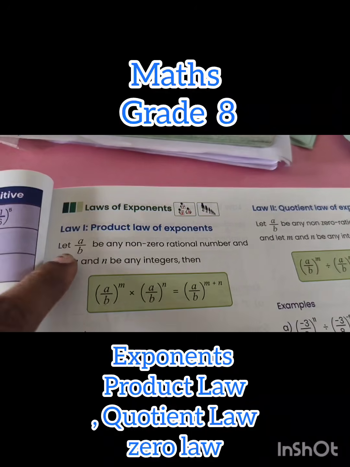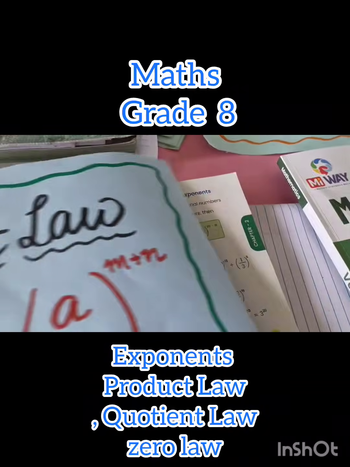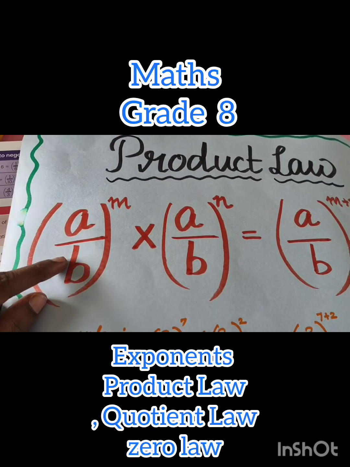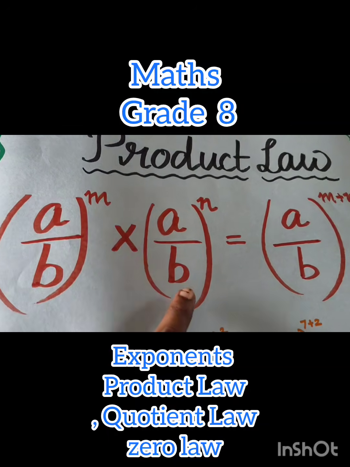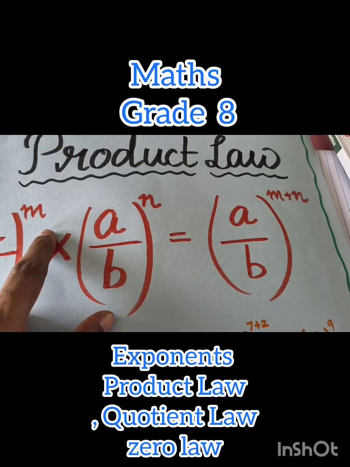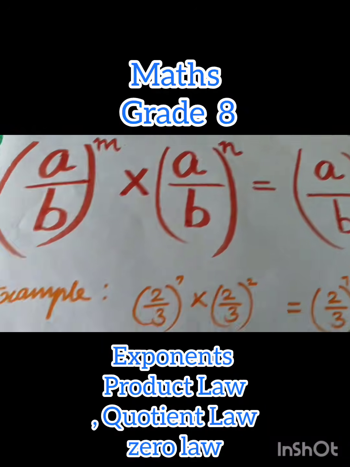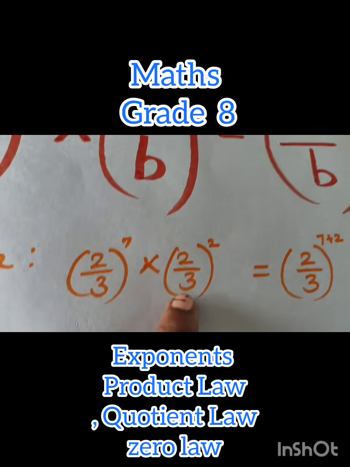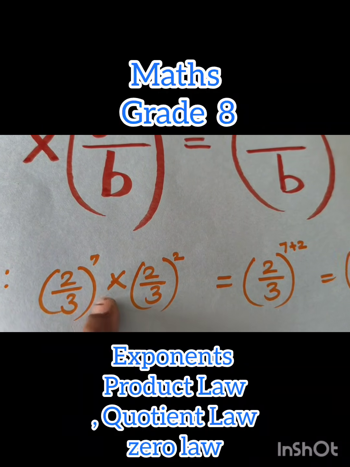Then we need to know the laws of exponents. The first law is our product law. What does the product law say? When we have exponents with the same base that have to be multiplied, then we can use the product law, which says that the powers can be added. For example, if we have (2/3)^7 and (2/3)^2 which have to be multiplied, then I can use the product law.